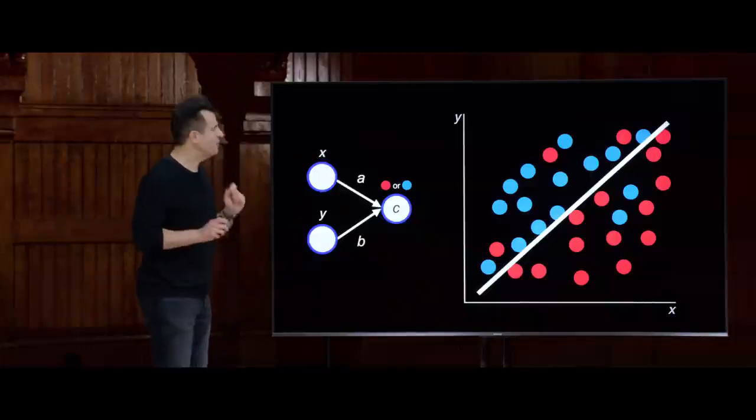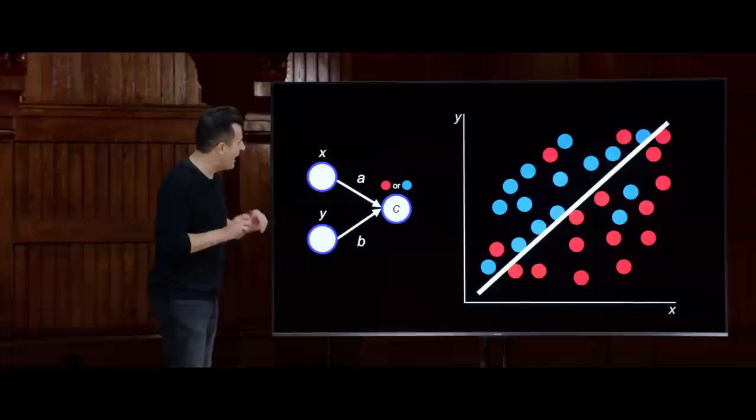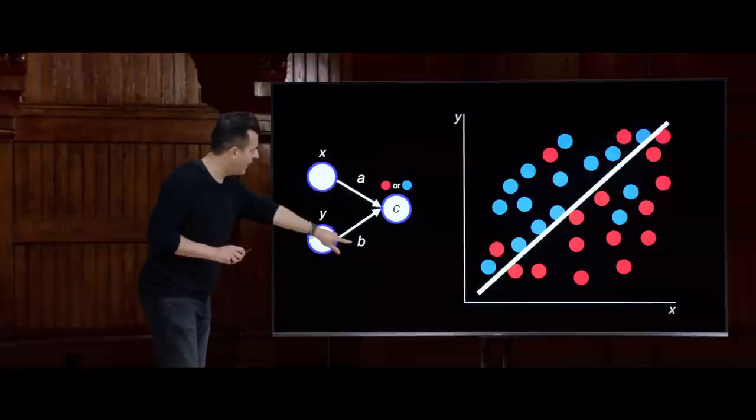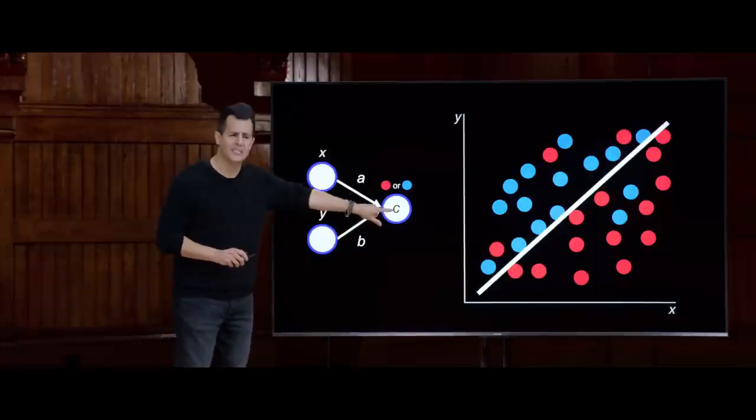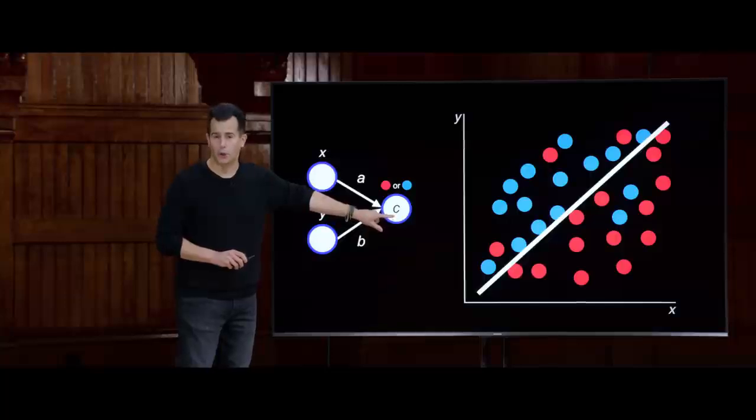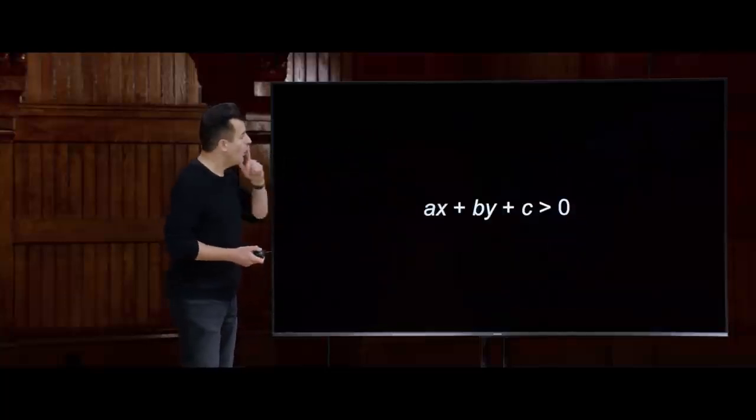What I'm really trying to do is something like this. Can I come up with mathematically a value for A and a value for B that gives me an answer C that is either red or blue, yes or no, if you will? Well, how might I do that?